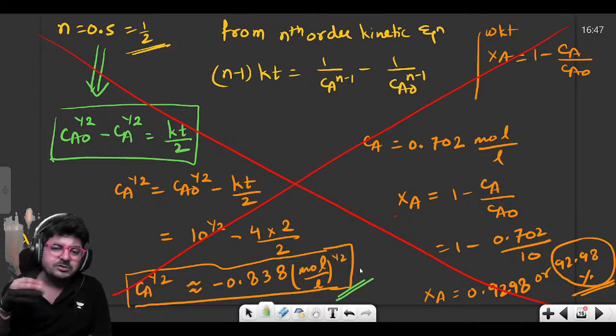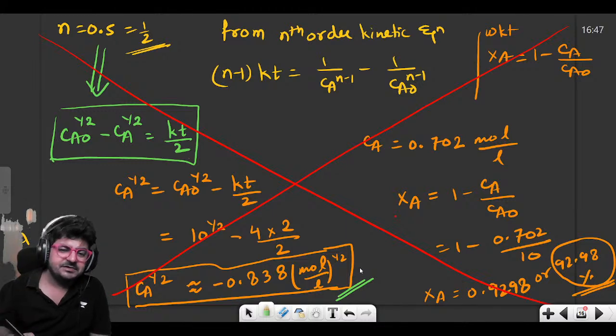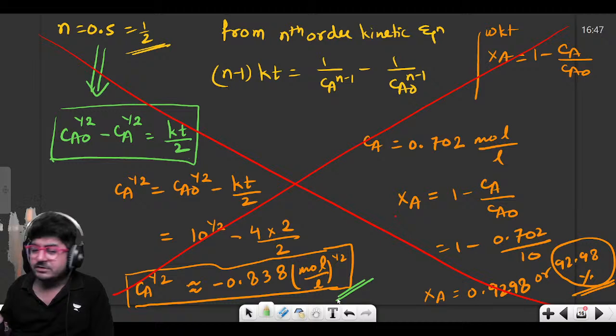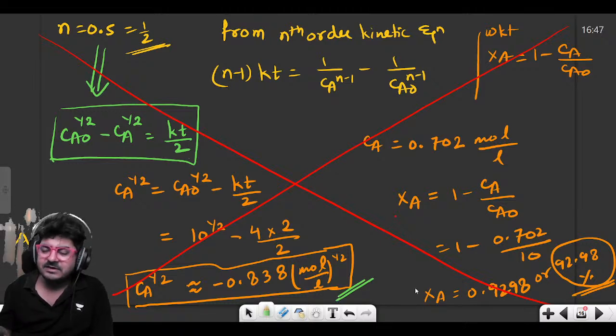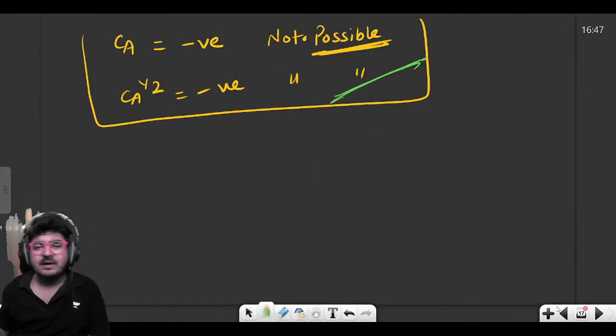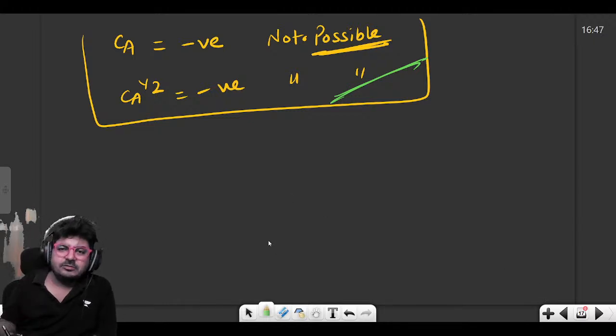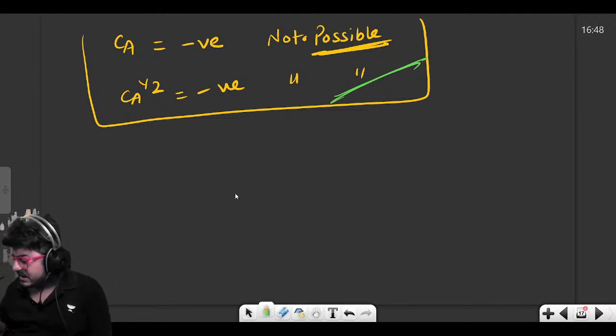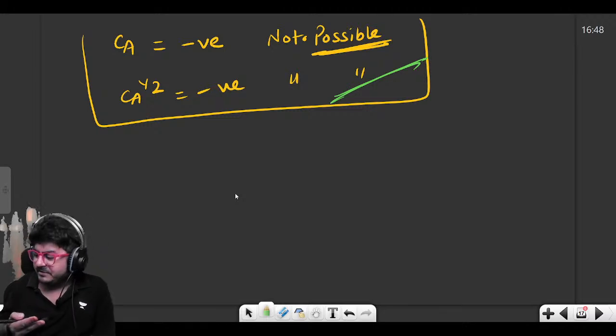So in an exam, when you are solving the problem, or in any test, when you are solving the problem and by chance you get Ca equal to negative, or square root of Ca equal to negative, something like that, then that is not possible. And if this is not possible, you have to stop right there. But you may say, sir, this has come up in our exam or calculation. If so, there can be two reasons. First, either you have made a calculation mistake, or the reaction has been completed well before the given time.